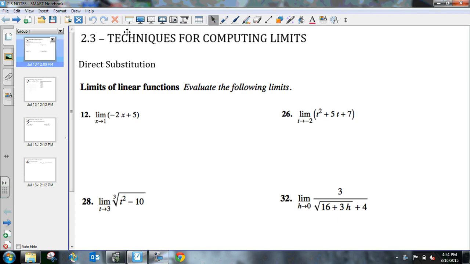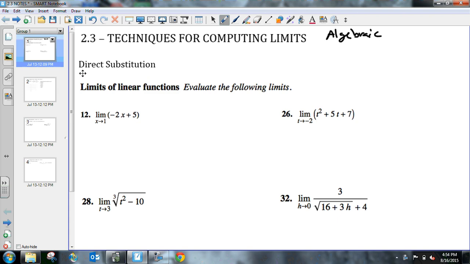Okay, the following is a video over 2.3, which is techniques for computing limits. This is the algebraic method. And so this is what you would do if you didn't have a graph. Okay, so we're still doing the same thing, finding y values given certain x values.